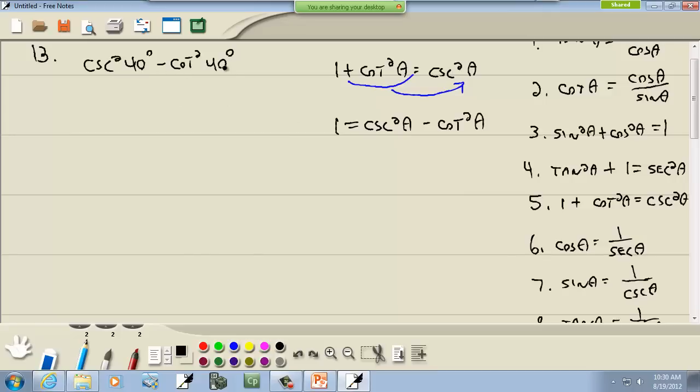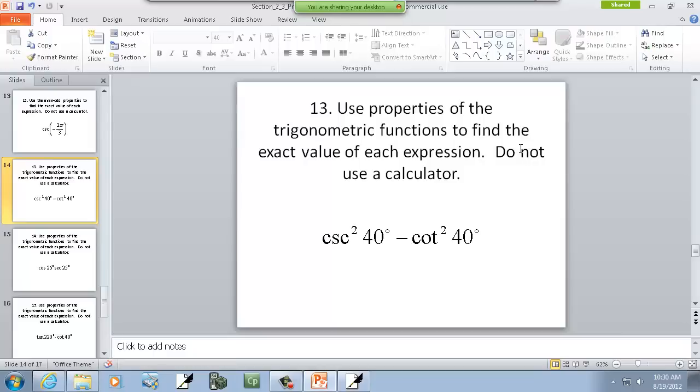Cosecant squared minus cotangent squared. Now, the angles have to be the same, the theta, and they are. These are both 40 degrees. So cosecant squared minus cotangent squared is equal to 1. So you have to be flexible with these formulas. Those properties, you have to be able to twist them every which way to try to get to match your problem.